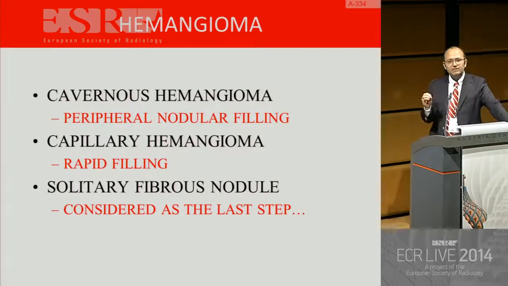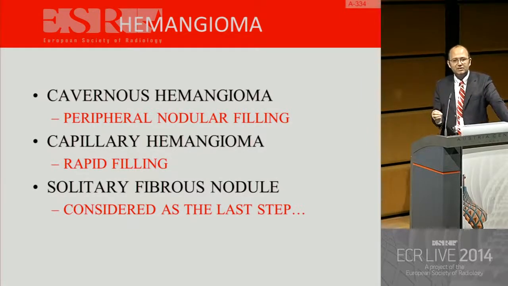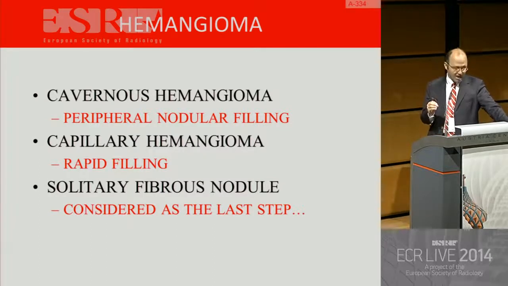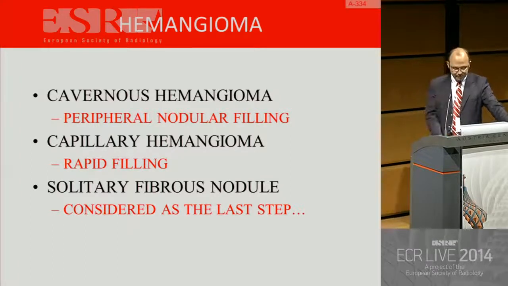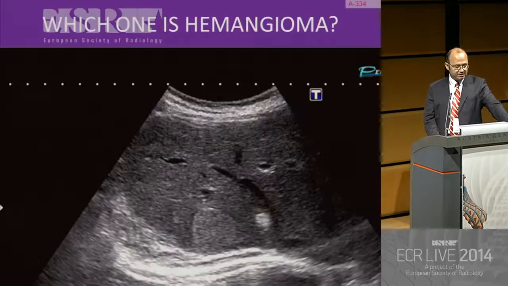So we have two different kinds of hemangioma in the liver. First one is the cavernous hemangioma, and the second one is a capillary hemangioma. Usually the capillary hemangiomas are less than 1 centimeter. And some people think that this is the last step. Solitary fibrous nodule is the last step of hemangioma, and I'm going to show you some images supporting this concept.